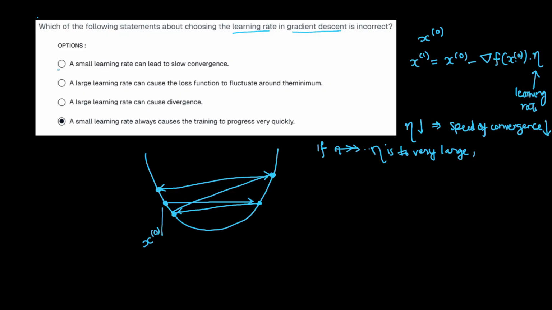So, coming back to the question, we can say that a small learning rate can lead to slow convergence. So this is a true statement. A large learning rate can cause the loss function to fluctuate around the minimum. This is also true. Again, a large learning rate can also cause divergence. A small learning rate always causes the training to progress very quickly. Now this is not true because it makes it very slow, right? So this is false, and the question asks for the incorrect option. So the last option is correct.